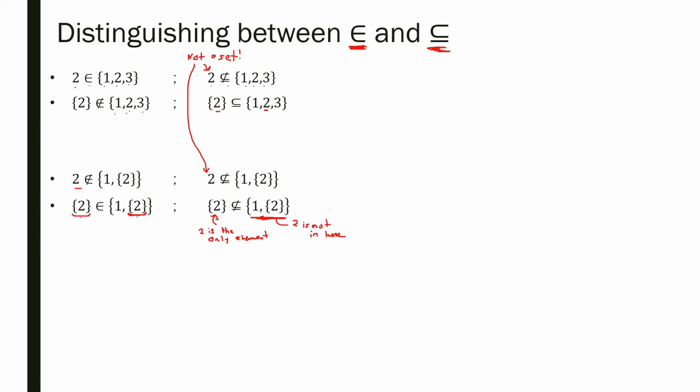Right? 2 is in here, but 2 is not in here. So, it's not a subset. It's an element, but it's not a subset. So be very careful when distinguishing between is an element and subsets.